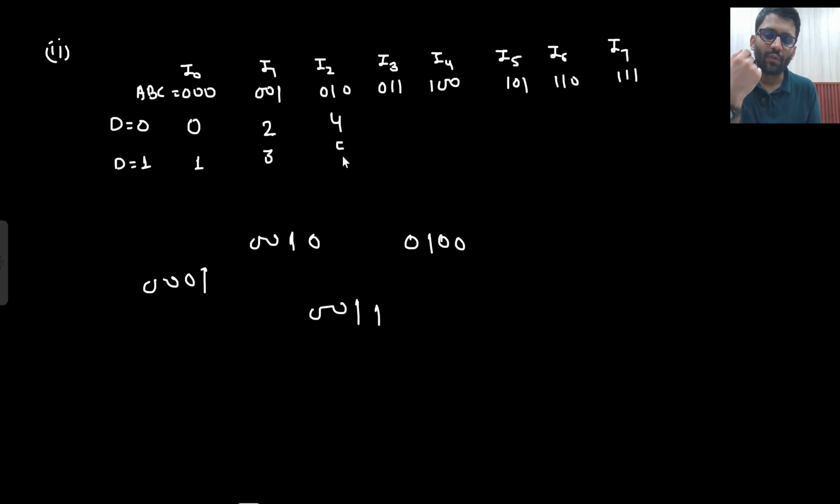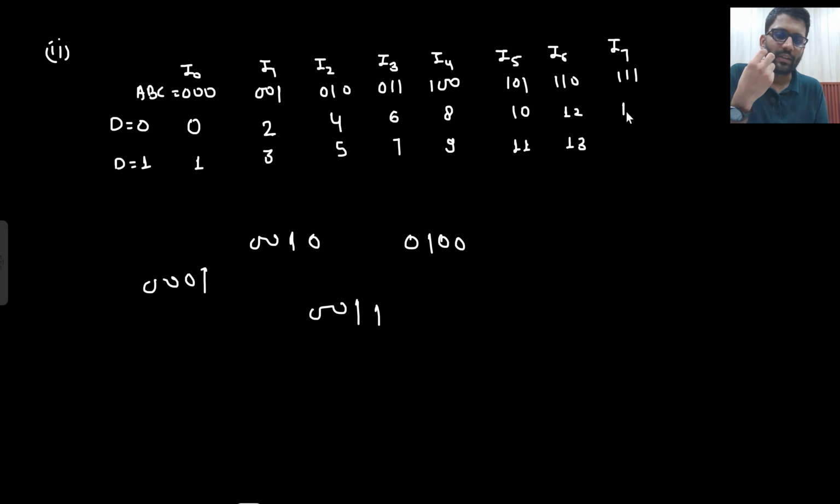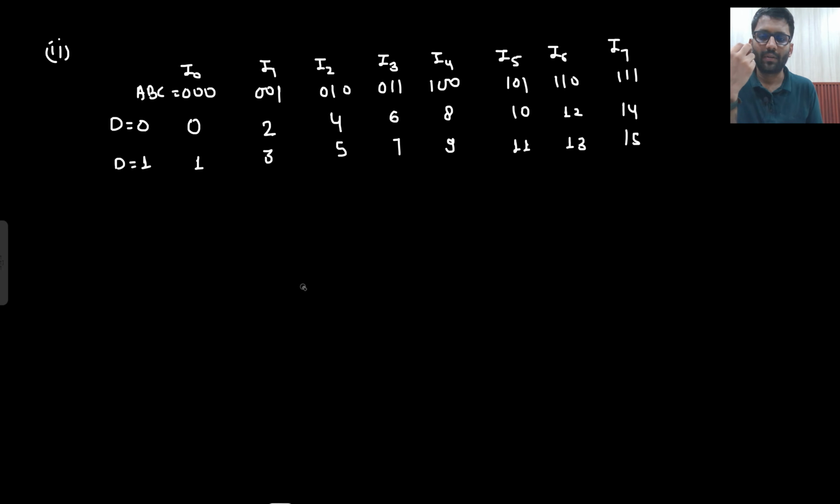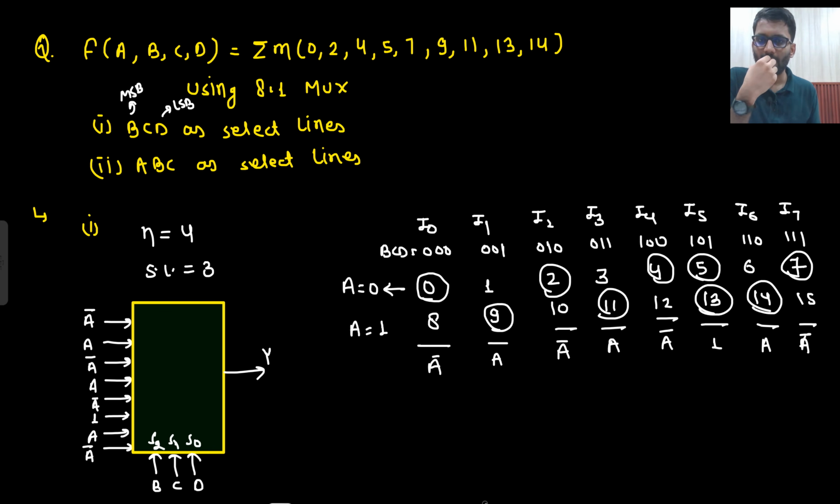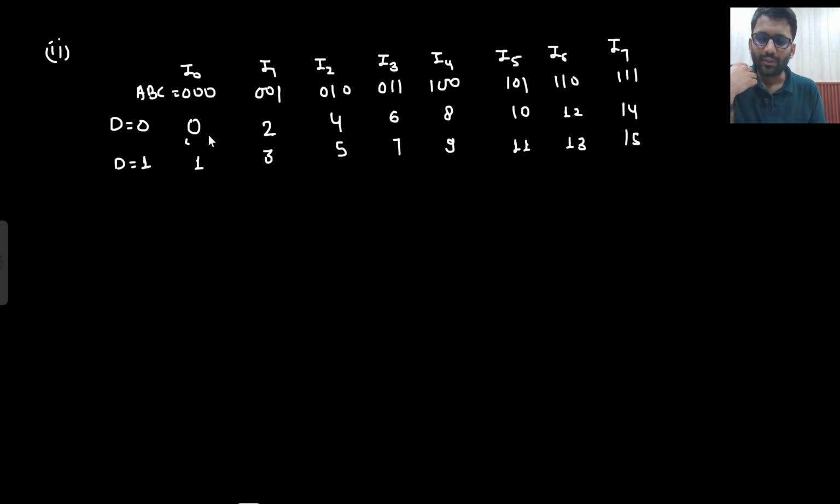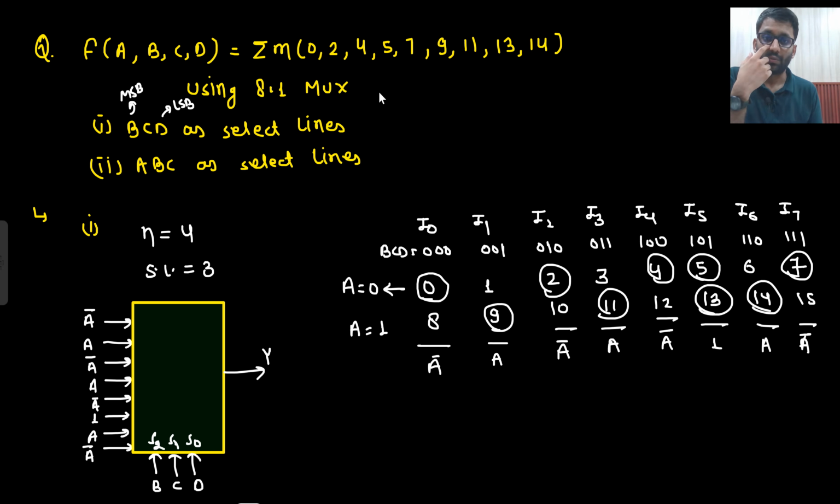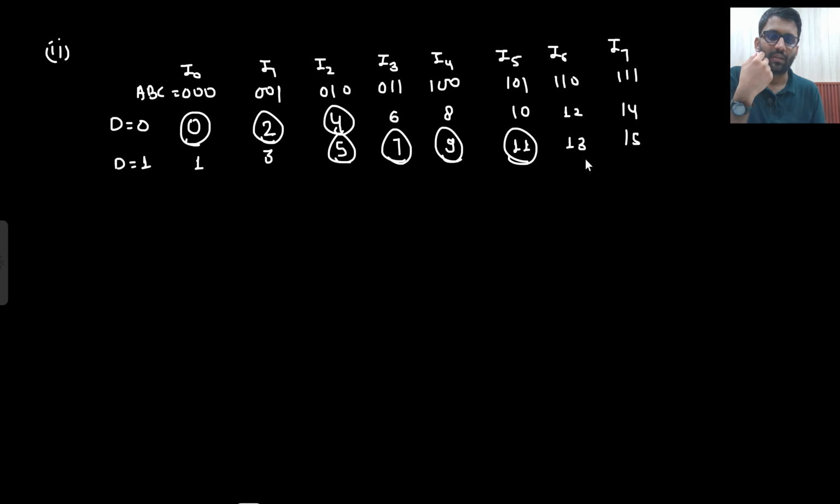So 0, 1, 2, 3, 4, 5, 6, 7, 8, 9, 10, 11, 12, 13, 14, 15. So what all do I need to mark? 0, 2, 4, 5, 7, 9, 11, 13, 14.